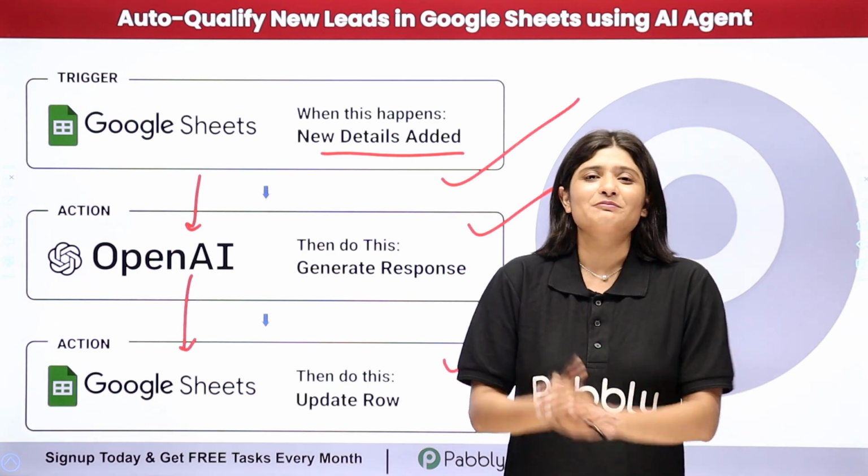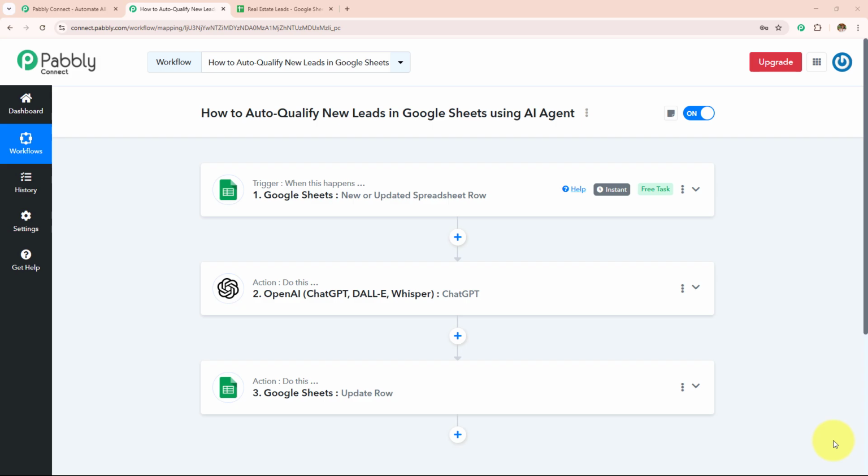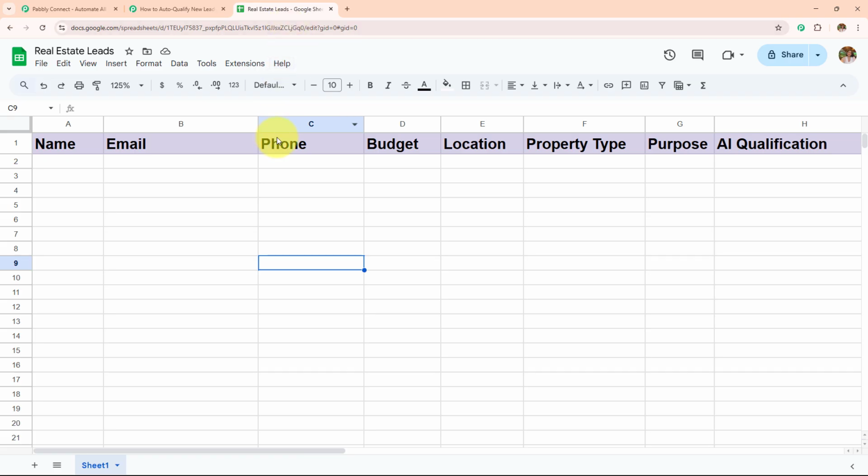Now, if you want to learn the step-by-step process, then let me take you all to my screen. In this video, we are going to see how to auto-qualify new leads in Google Sheets using an AI agent. For this, I've created an automation workflow where I've built a connection between Google Sheets and OpenAI, and now we have to check this once. For that, I'm going to open my Google Sheets and enter some details in all these fields, and as soon as I enter this, the AI qualification will be automatically generated and added in my Google Sheets spreadsheet.